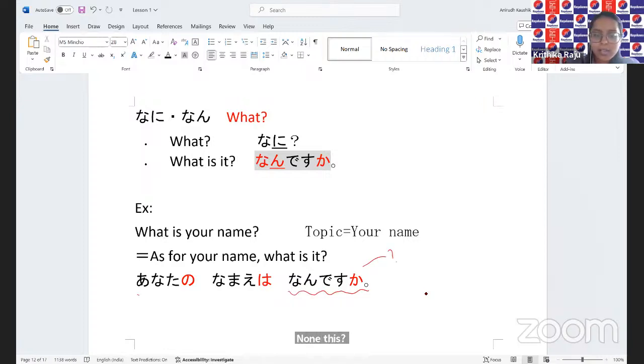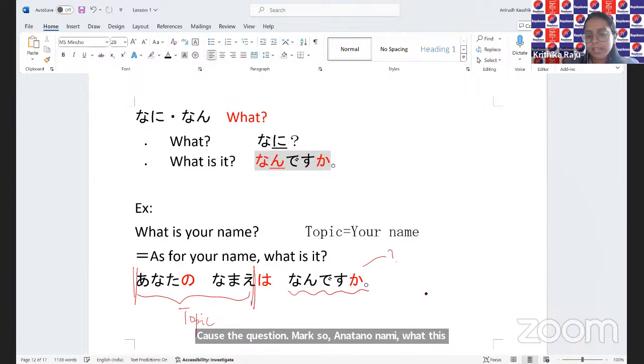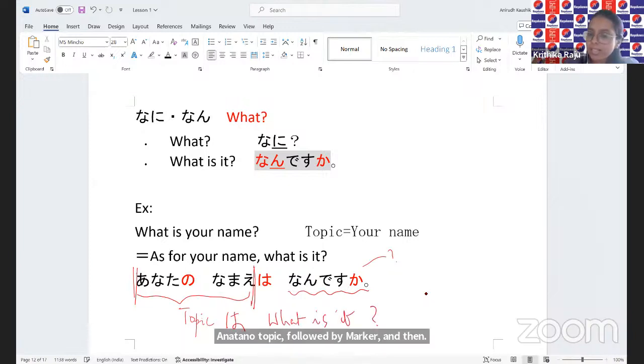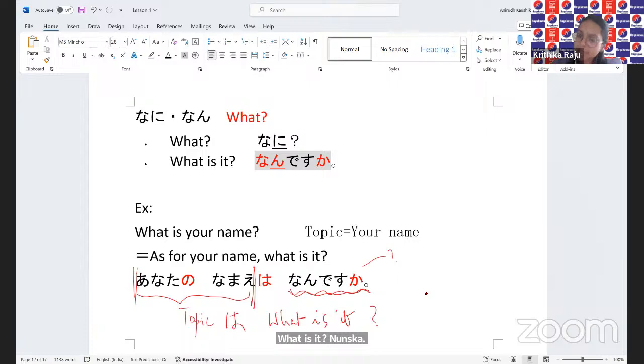So, anata no namae wa, this whole thing is the topic. It's the topic of my inquiry. Anata no namae wa, topic followed by marker, and then what is it? As for your name, what is it? Nan desu ka? Anata no namae wa nan desu ka?